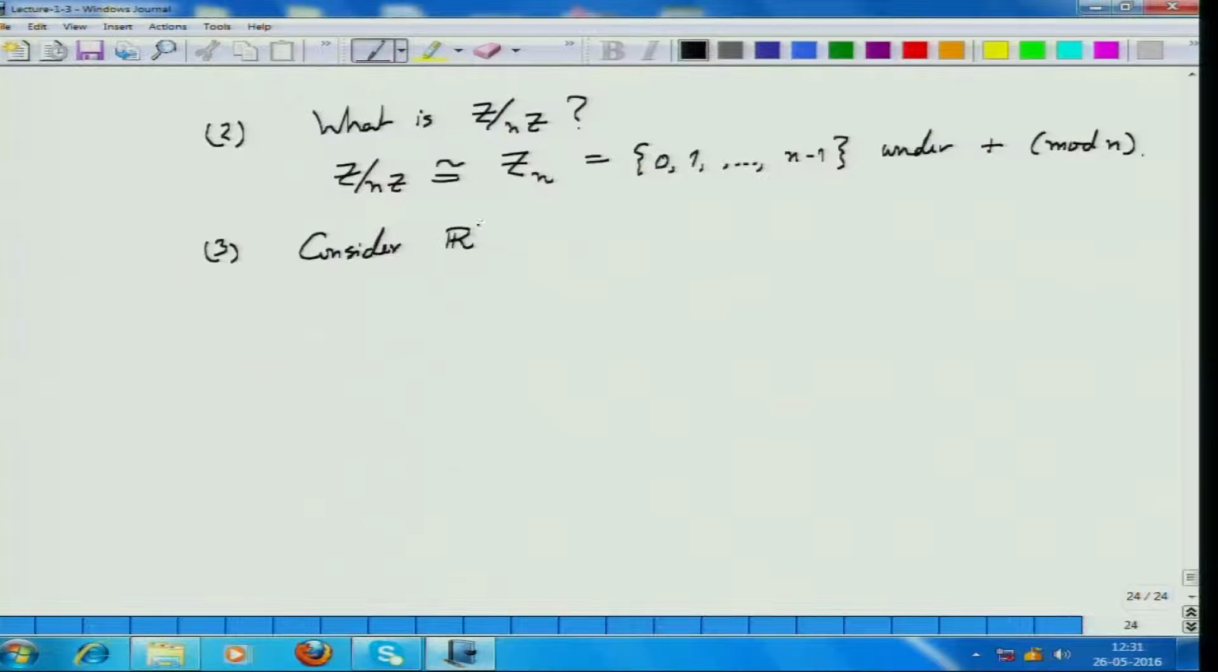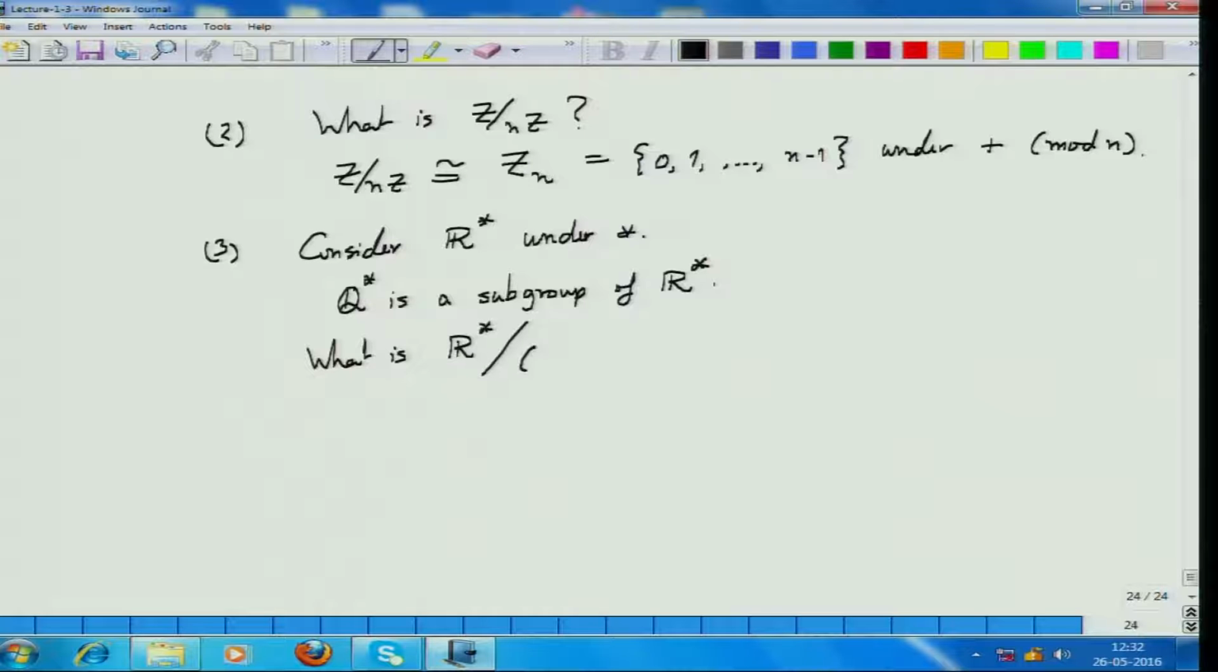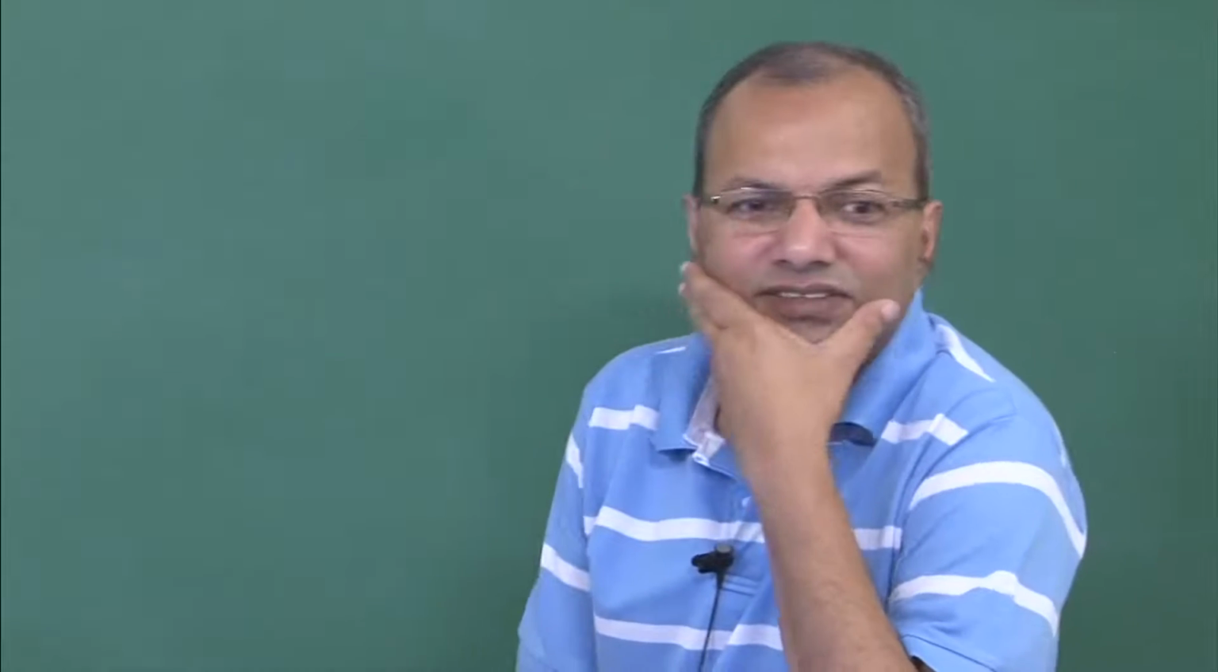Consider R star, which is the set of all non-zero real numbers under multiplication, fine. So, that is a group. Find a subgroup. Q is a subgroup, Q star. Now, what is R star quotiented with Q star? Very interesting question. What are the equivalence classes?